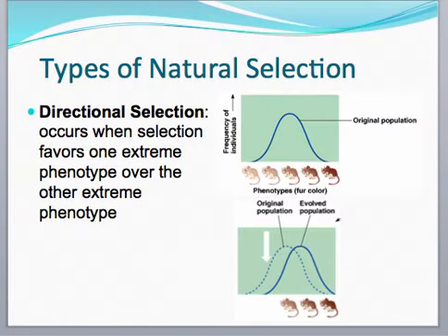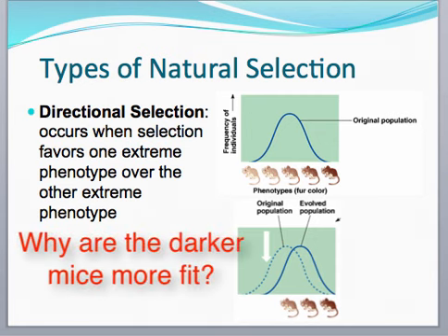So we're going to focus on directional selection. On your note sheet, it asks you to write down an example of directional selection. So you should look at the phenotypes of the mice and their fur color and observe how they change. So directional selection occurs when selection favors one extreme phenotype over the other. So in this case, shift from light-colored to dark-colored fur color.